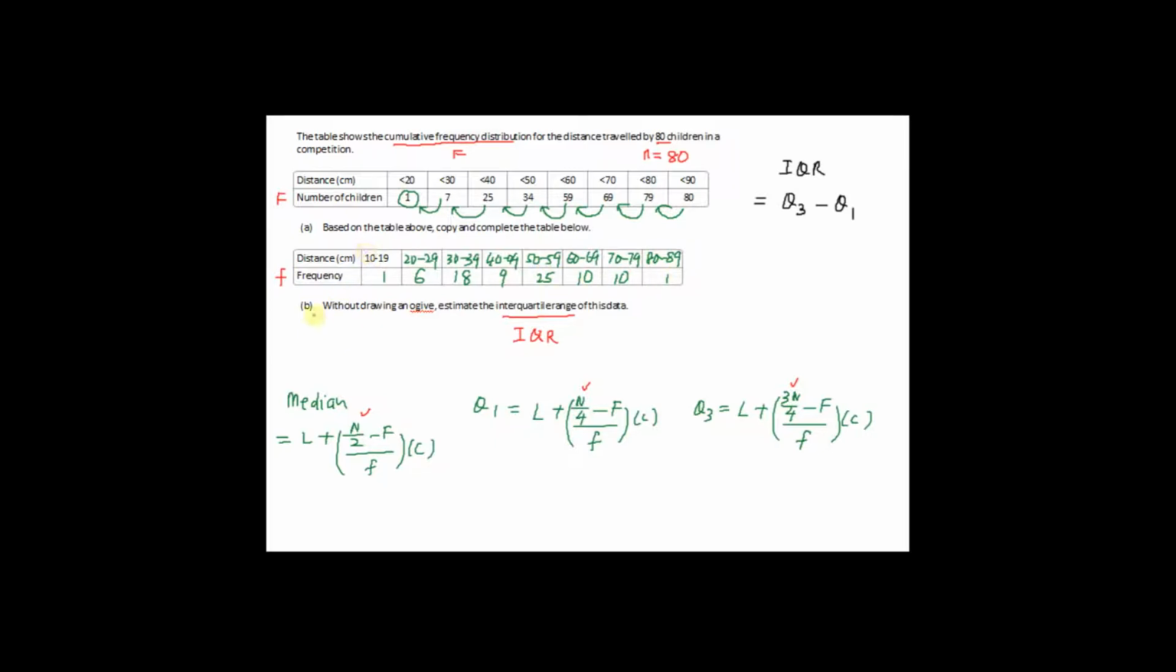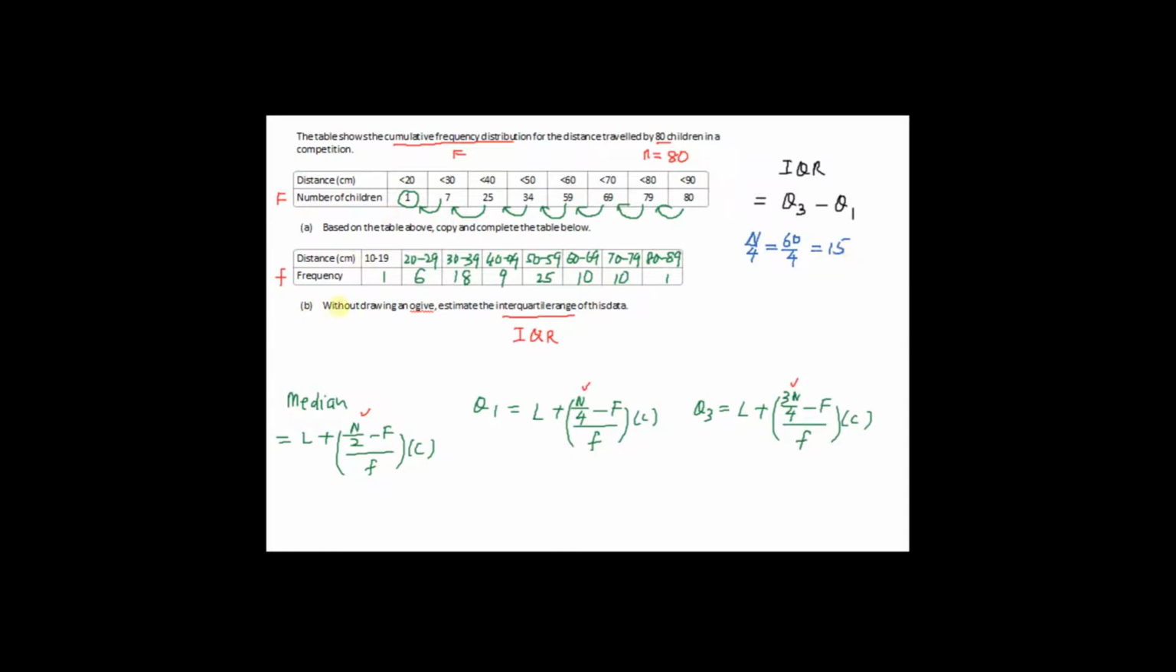For part B, without drawing an ogive, estimate the interquartile range. For the interquartile range, we have to find Q1 and Q3. To find Q1 and Q3, we have to know where Q1 and Q3 are located. So for Q1, you have to find your N over 4. N over 4 is equal to 60 over 4, which is 15. So the 15th observation will be your Q1.